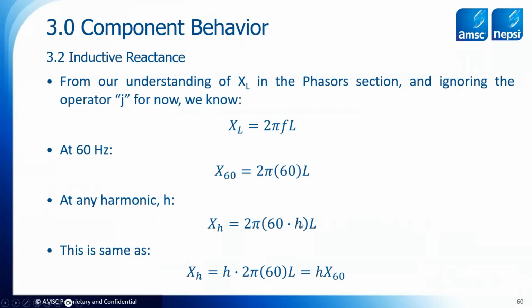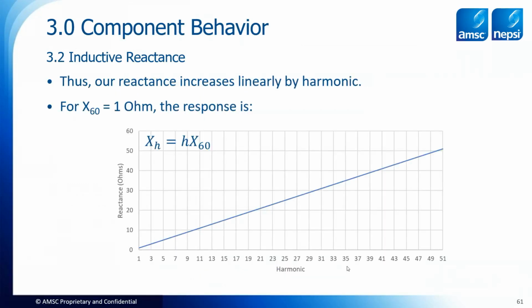Well, obviously, if you take the H and factorize it out into the front here, you see that this is H times 2 pi 60 L, which is here. So in reality, this is as simple as it gets. The reactance of any harmonic goes up by H times the fundamental value of the reactance. That literally is it. And it has a very linear response.